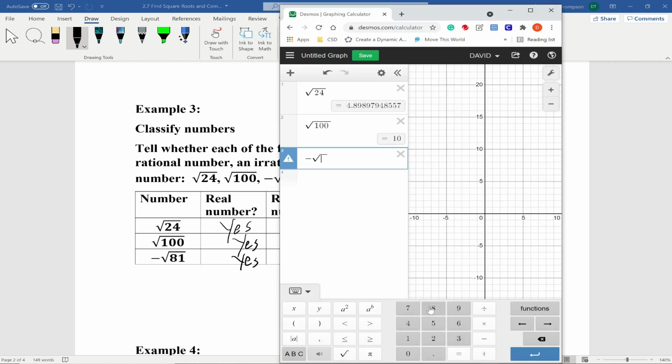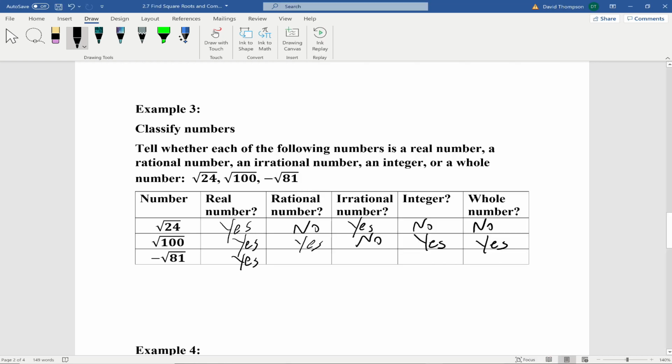Now let's type in negative square root 81. So that's going to give me negative 9. Is it a rational number? Yes, because technically I can write negative 9 over 1. Is it irrational? No. Is it an integer? Yes. Is it a whole number? No, because whole numbers are positive numbers. So hopefully this helps you understand how to classify numbers.